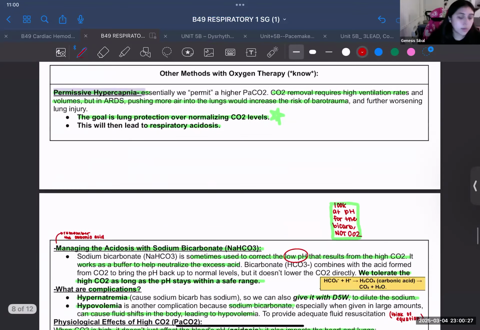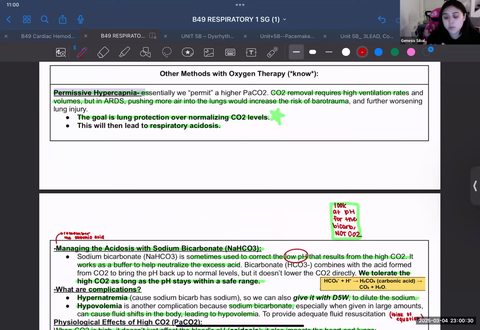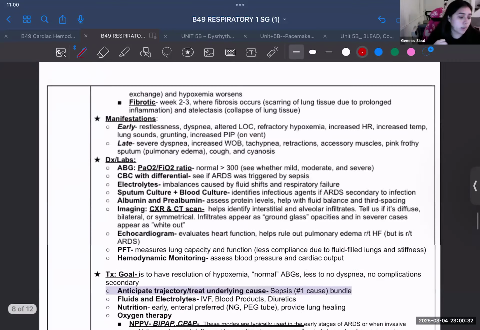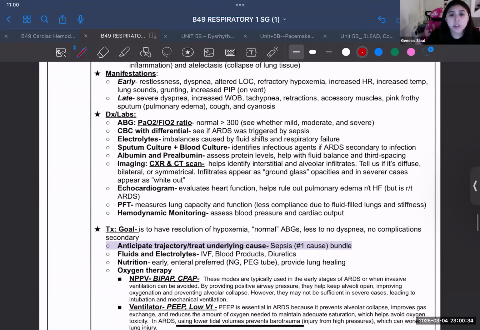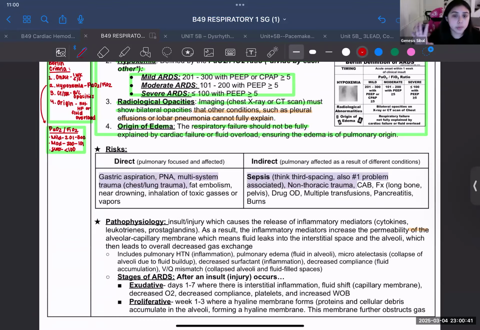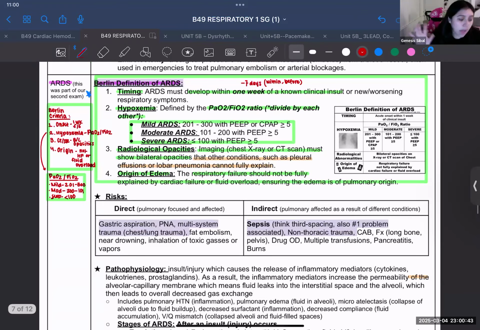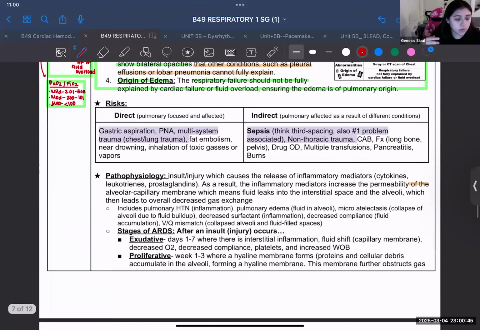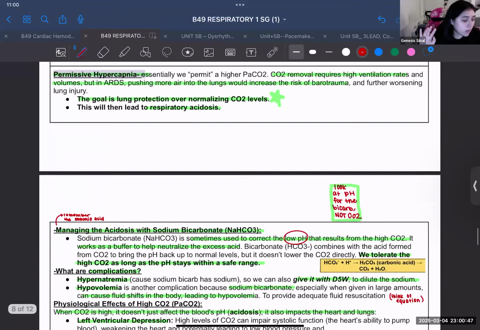So those are the things we went through super quick, but really all you need to know is Berlin criteria, understanding this comes from sepsis, understanding you should not really be putting these people on a high tidal volume or any tidal, like you shouldn't really be touching that at all. Yeah, understanding the risks, and then obviously being able to do that ratio equation from that.